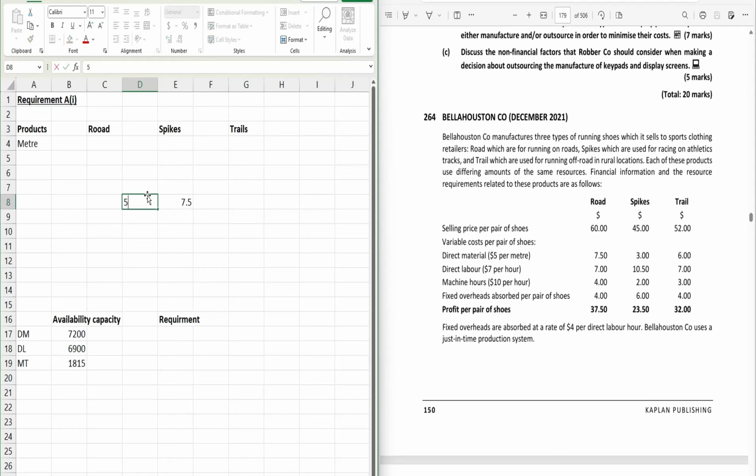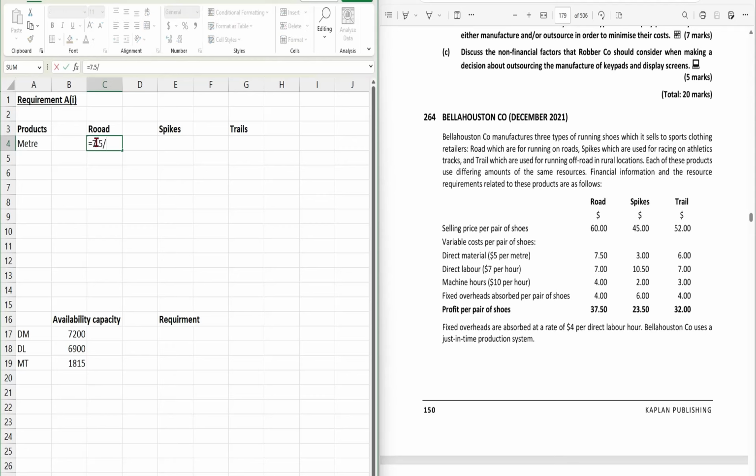So 5 into meter divided by unit, right? Which will give us the 7.5. So that means we want to calculate how many meters are required in 1 unit. That means we need to divide 7.5 by 5, and this will give us 1.5. Similarly, we need to calculate this for all of the products.